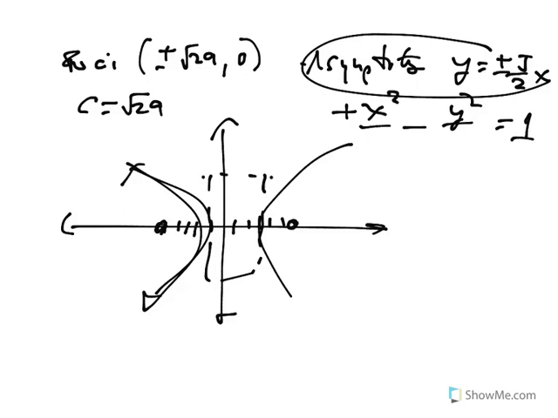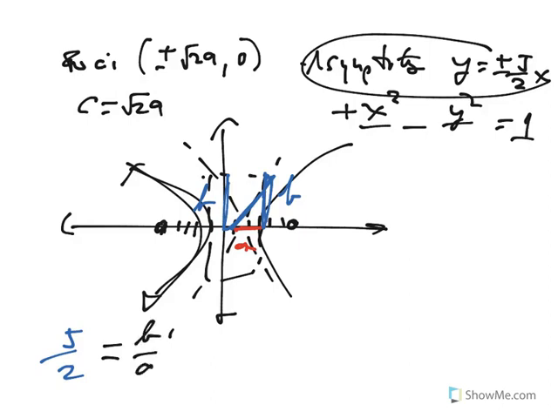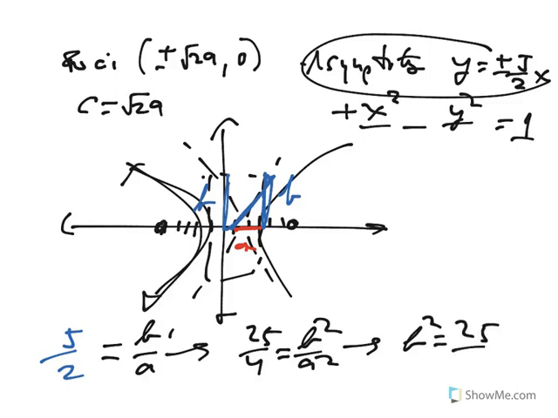5 over 2. Doesn't seem like a lot of information, but it's actually going to come in handy because the slope of the asymptote, whatever A is, it's this. And whatever B is, it's that, which is also this over here. So the slope of the asymptote is going to be B over A. So 5 over 2, which is the slope of the asymptote, is equal to B over A. And if you square both sides, you get 25 over 4 equals B squared over A squared, which means that B squared is 25 over 4 A squared.